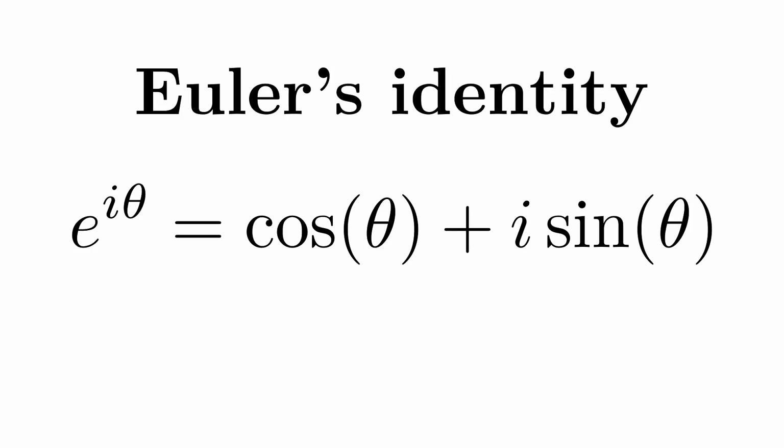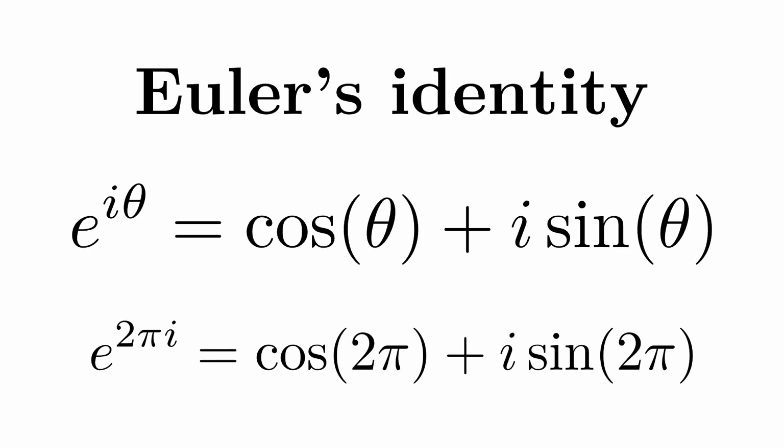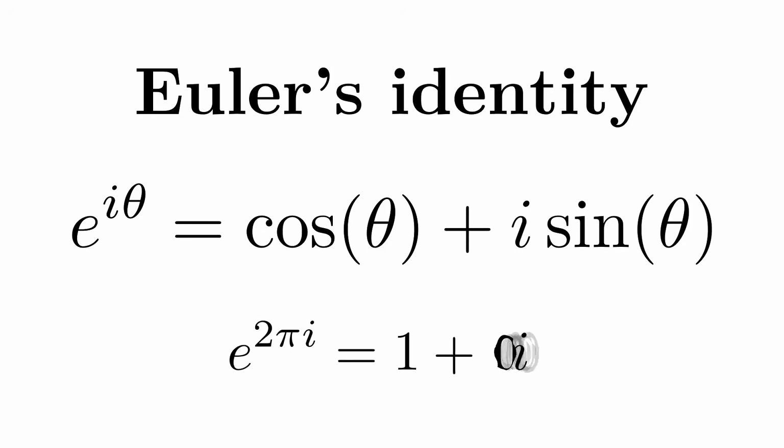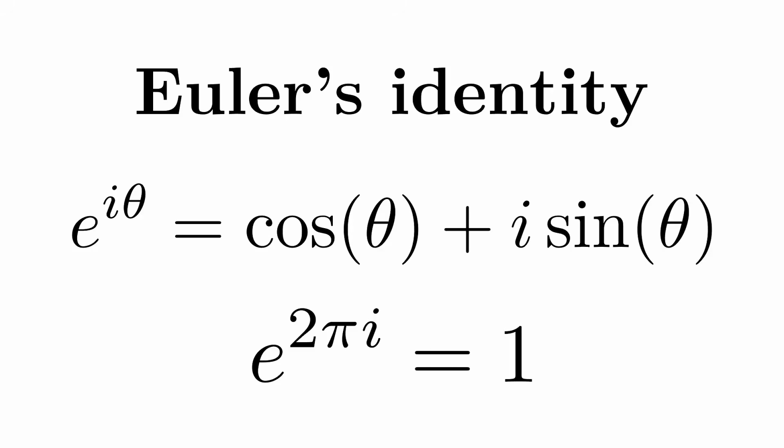For example, if I just choose theta to be 2 pi, then this identity tells me that e to the 2 pi i is exactly equal to 1. This actually connects to one of the mysteries from the previous video.